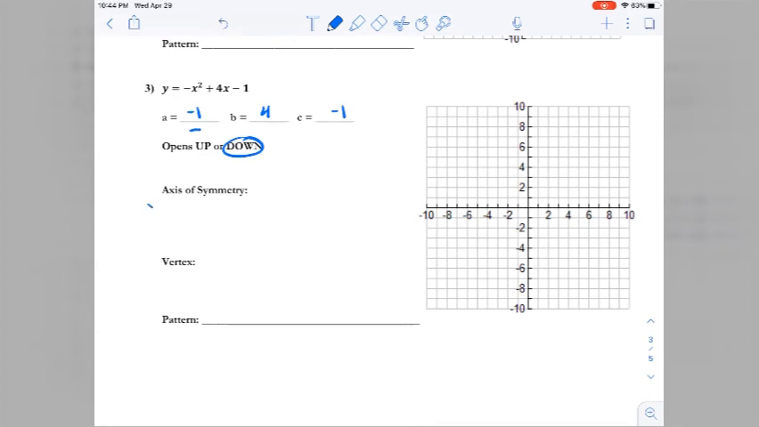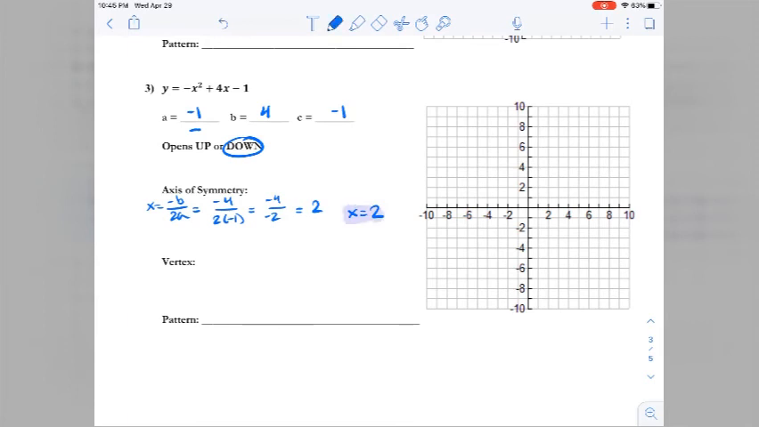Our axis of symmetry, x equals the opposite of b over 2a. So in this case, negative 4 over 2 times negative 1. So negative 4 divided by negative 2. So our axis of symmetry is x equals 2.